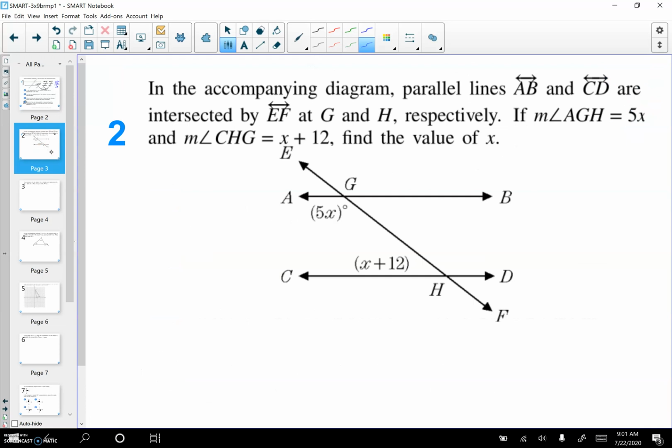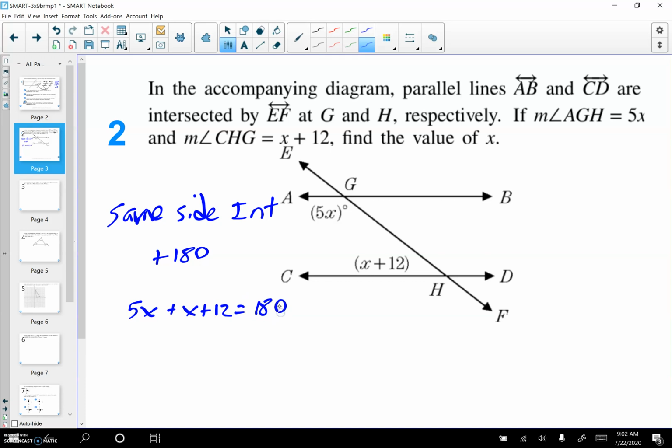So if we look at number 2 here, in the accompanying diagram, parallel lines AB and CD are intersected by EF at G and H respectively. If the measure of angle AGH is 5x and the measure of angle CHG is x plus 12, find the value of x. So we've got both on the inside and both on the same side of the transversal. So these are same side interior angles, okay? Which means they add to 180. 5x plus x plus 12 equals 180.